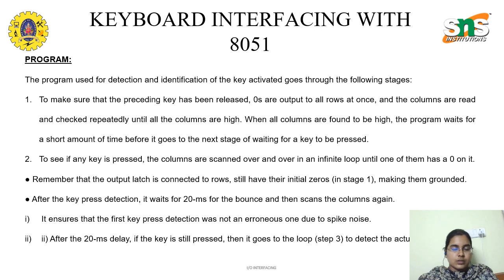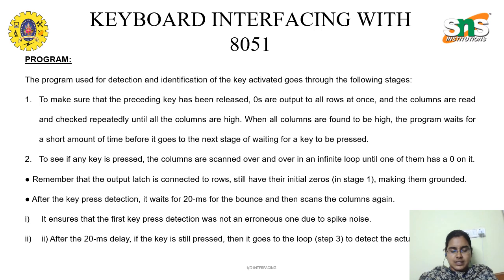So we have mainly 4 steps. First, we have to make sure that the previous key has been released. Zeros are output to all the rows at once, and the columns are read and checked repeatedly until all the columns are high. When all the columns are found high, the program waits for a short amount of time before it goes to the next stage of waiting for a key to be pressed. To see if any key is pressed, the columns are scanned over and over in an infinite loop until one of them has 0 on it. Remember, the output latch connected to the rows still has the initial zeros from stage 1, making them grounded.